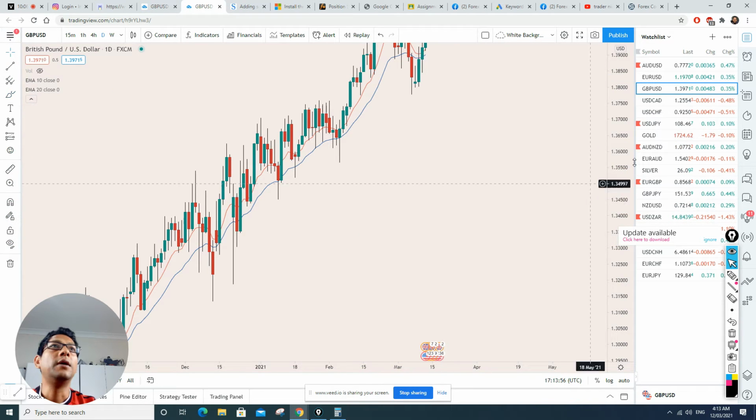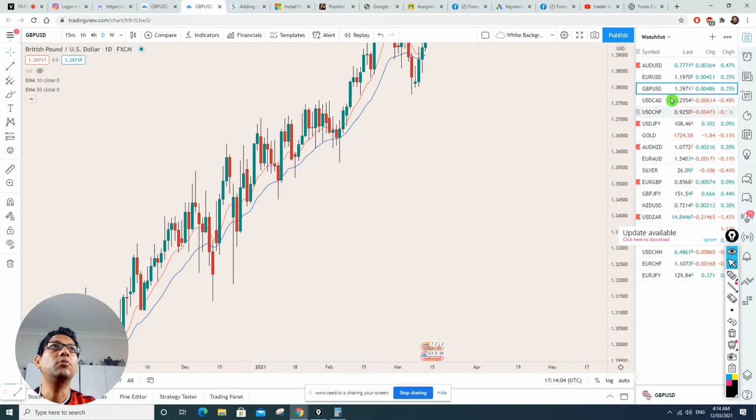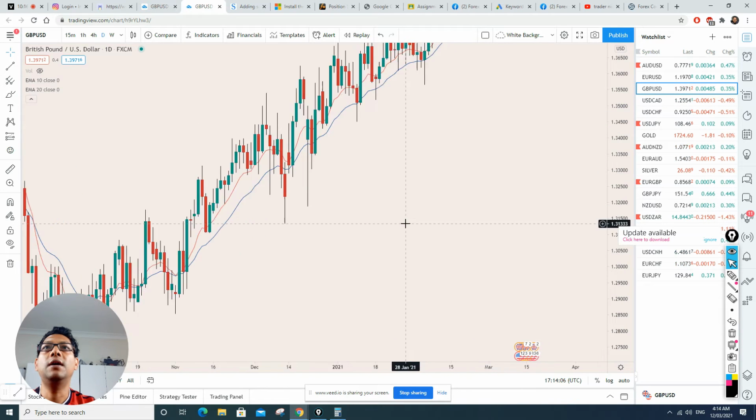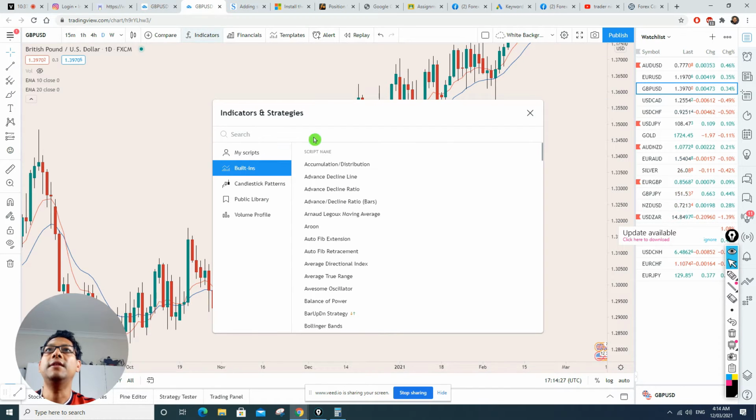So consider any currency. I'm considering British pound, US dollar. Say we consider this currency. So what's the strategy? To trade this strategy, you need to put a moving average in your chart. So how do you add a moving average? Go to here. If you are using TradingView, then go to indicators. The moving average is already in my chart, but I'm showing you.